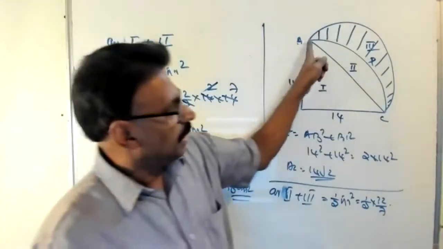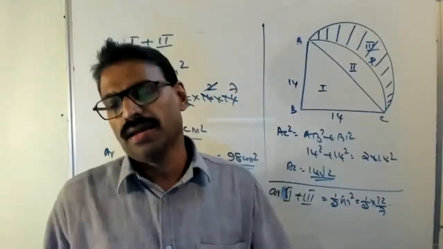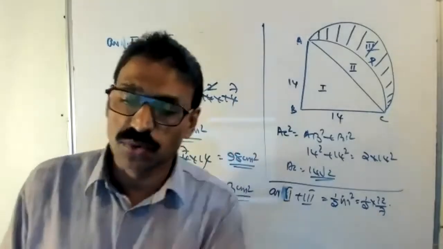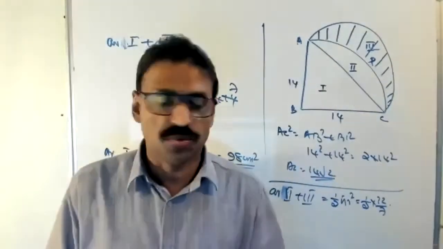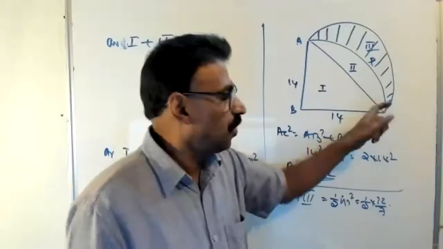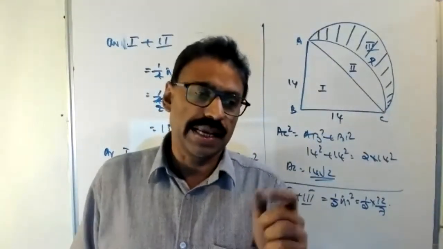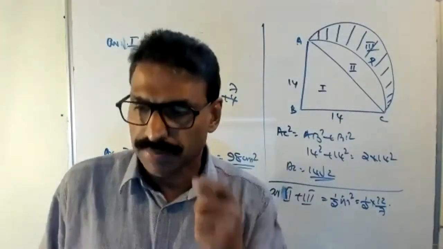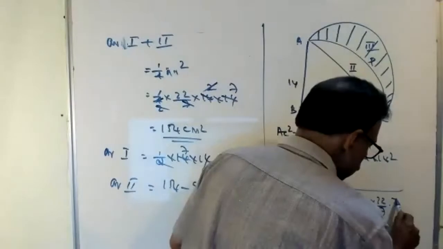With AC as diameter, yes, 7 root 2, because AC is 14 root 2. So that means AC has a diameter, a semicircle is drawn. Correct or no? AC as diameter, a semicircle is drawn. So that is 7 root 2.